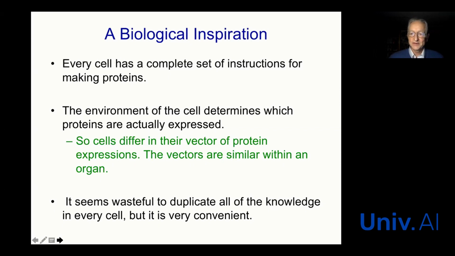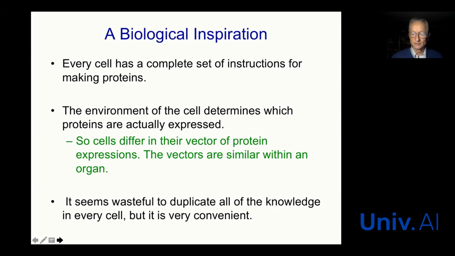Now, the environment that a cell is in, the chemicals it receives, the chemical and electrical environment it's in, determine what proteins it actually expresses, which bit of the DNA it actually expresses. So the way cells differ is by the vector of protein expressions, which proteins they're expressing. All the cells within one organ are typically expressing similar proteins. So kidney cells will all express a whole bunch of proteins that are the same for all kidney cells.